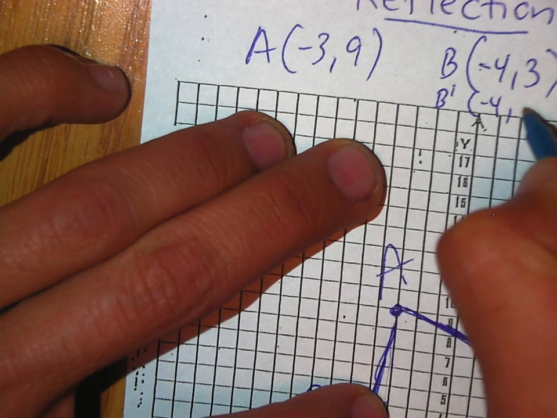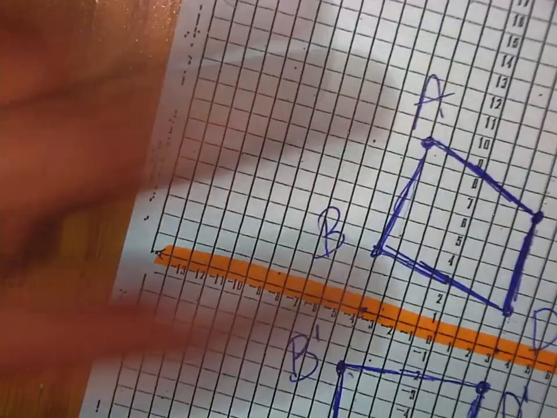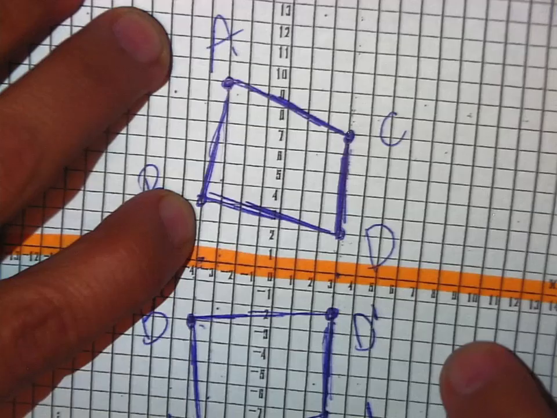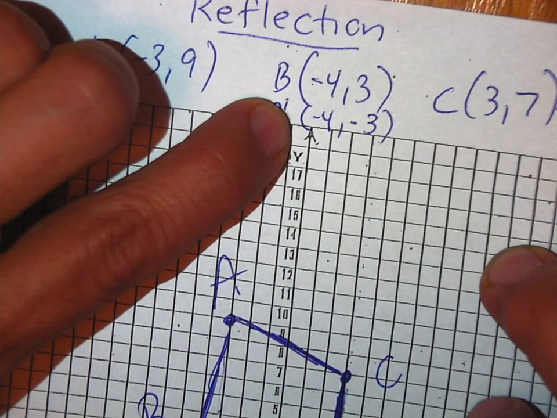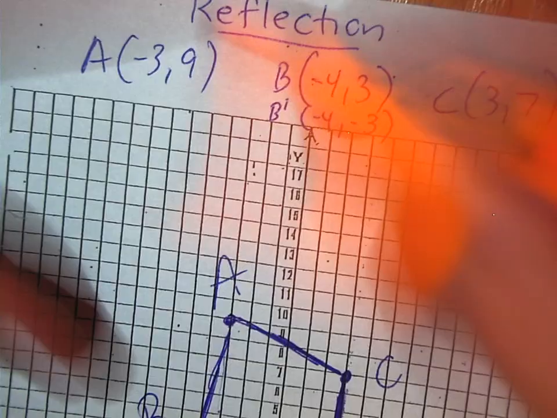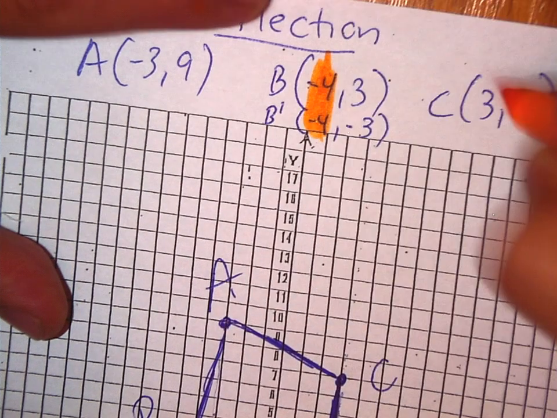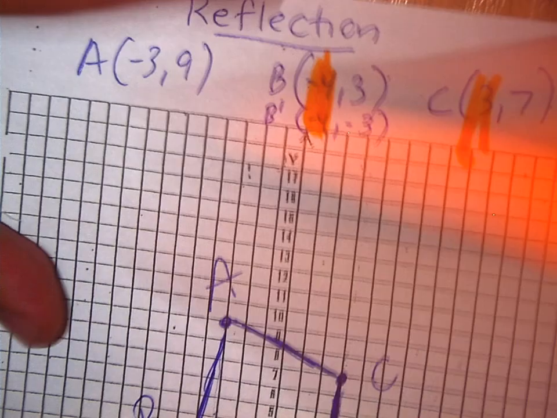So C is going to be what? 3, comma, the opposite, negative 7. Well, let's see. 3, let's see C. 3, comma, negative 7. Yup, it's true. It's valid. Let's try this one.